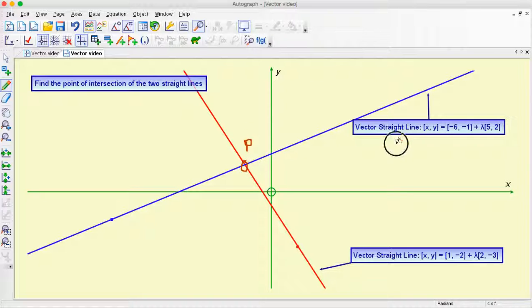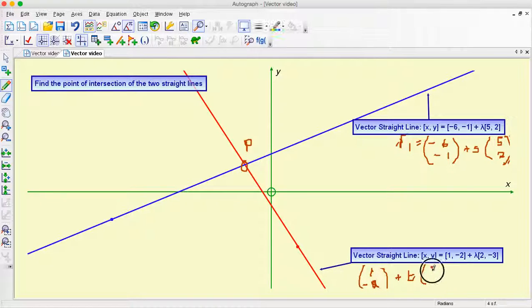And let's rewrite this vector equation as R1. Here's the point (-6, -1) that it goes through, plus, now I don't like to use lambda, so I'm going to use s (5, 2). And here (1, -2), plus t (2, -3), and that's the second line. I'll just call that R2.